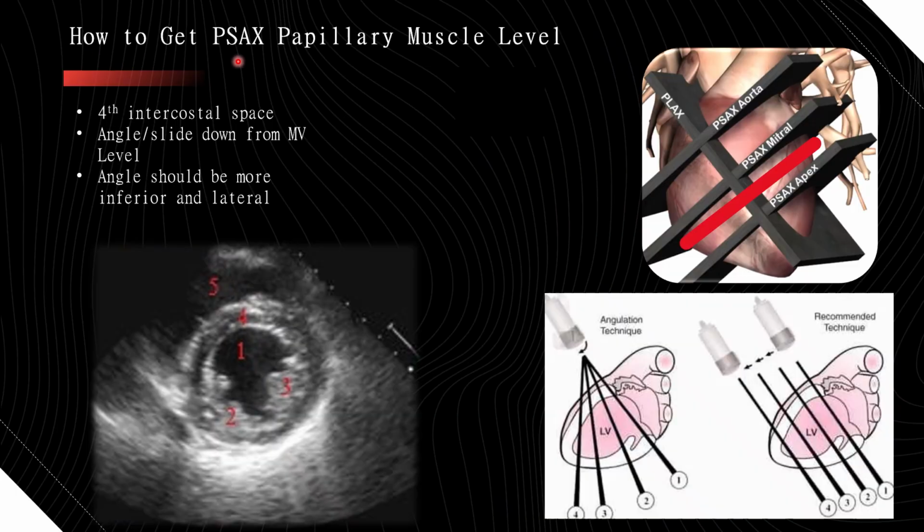How to get parasternal short axis papillary muscle level. We'll be in the fourth intercostal space. We're going to angle or slide down from the mitral valve level, and we will be in this space right here. It's not in the picture, but I added a red line right here to indicate where we will be at, and we will see this mushroom outline.